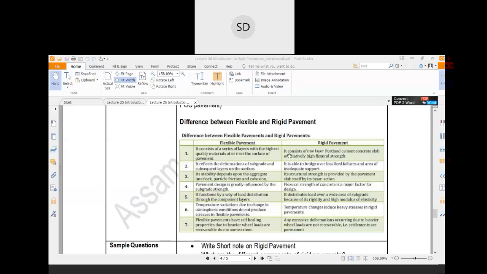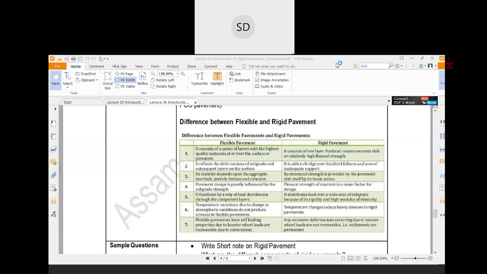The rigid pavement consists of generally one layer of Portland cement concrete slab, of relatively high flexural strength. There would be a very lesser number of layers. In general cases, it would be made up of only one layer, but in some cases you can use base courses or sub base courses. It does not reflect the deformation of the subgrade on the surface, as it is able to bridge over localized failures and areas of inadequate subgrade.